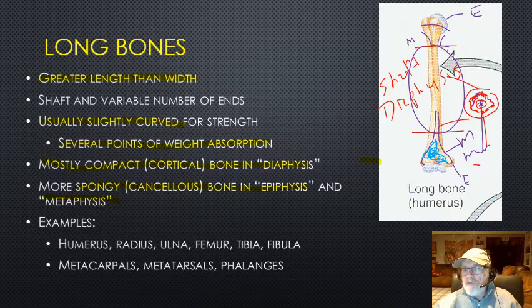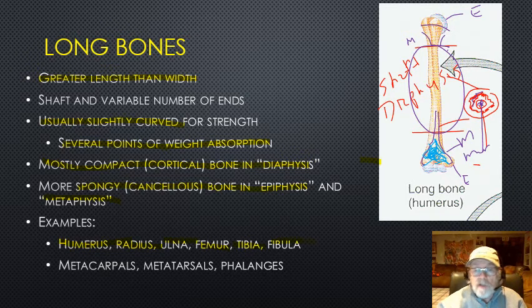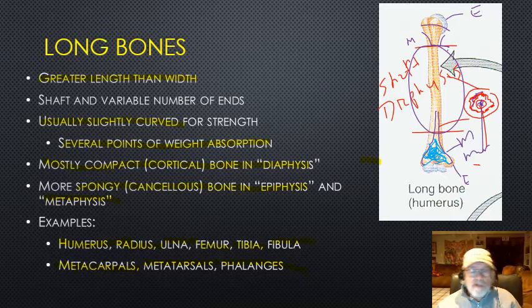So in the metaphysis and in the epiphysis, there's a thin cortical shell around the outside, but I still get considerable strength from the little struts that line up in the cancellous spongy bone. We'll talk a little more about that, and you'll see this later when we talk about the individual bones. Examples of these long bones are pretty logical. You pick any one that you saw in that previous picture that were long: the humerus, the upper arm, the radius, the ulna, the femur, the tibia, the fibula, also the metacarpals, the metatarsals, and the phalanges, because they're still longer than they are wide. These are called long bones. Makes sense.